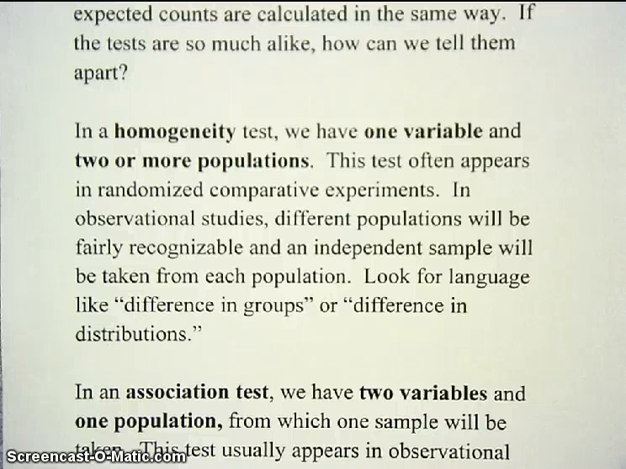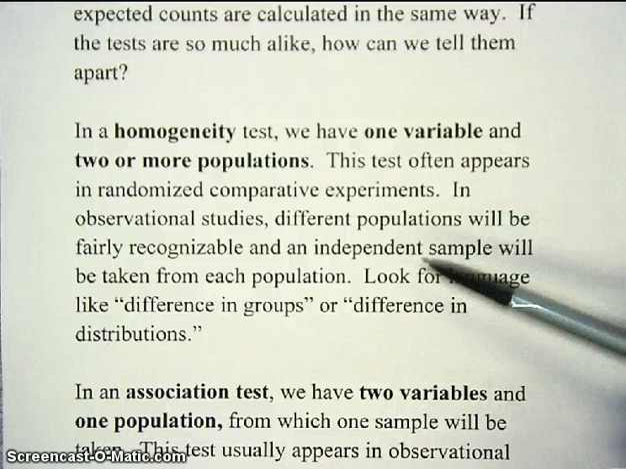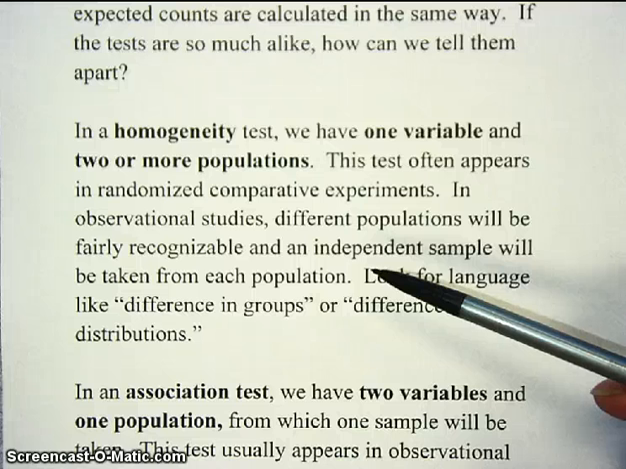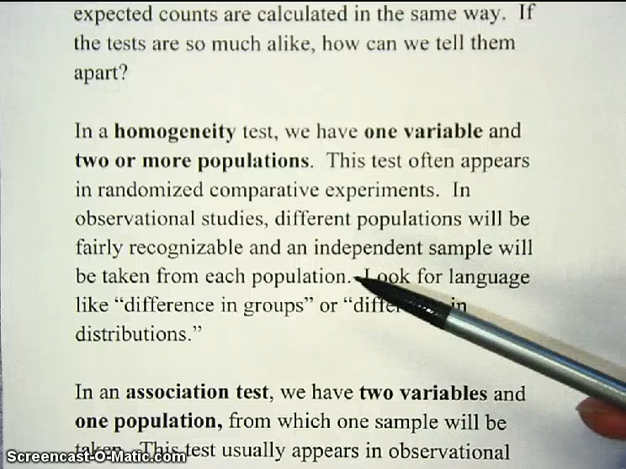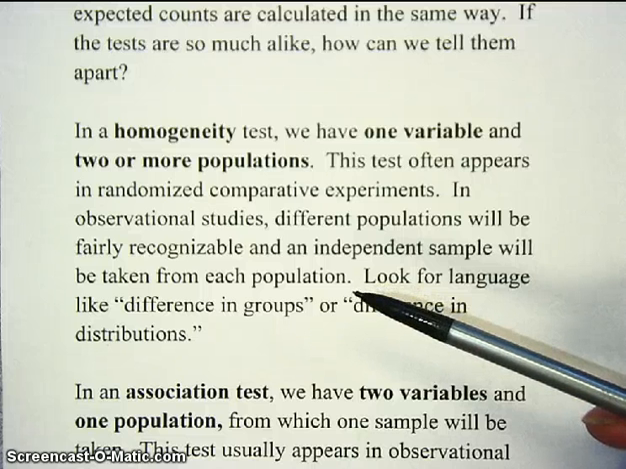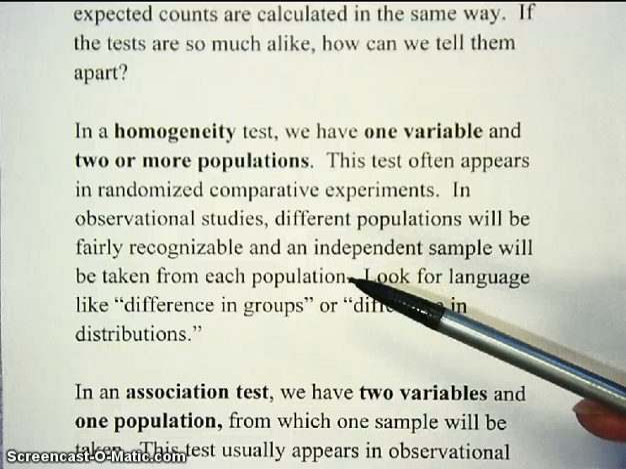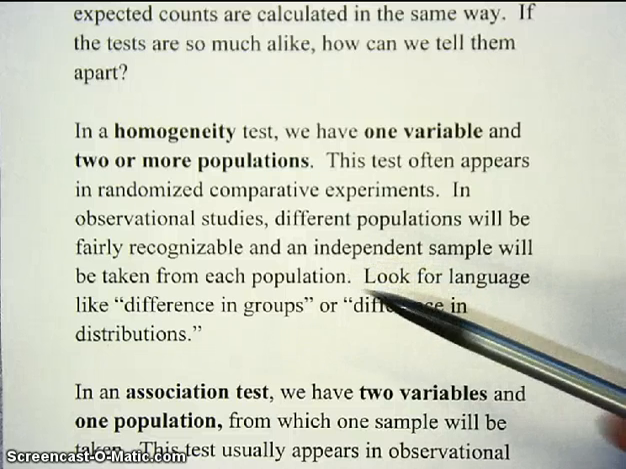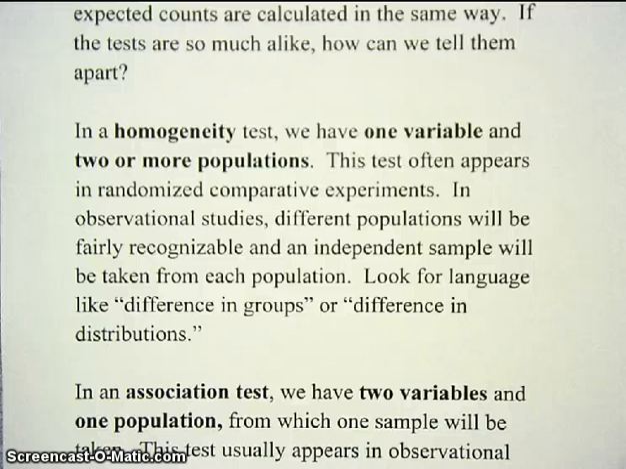Spaced apart by a number of years or something like that, or they might be completely different groups of individuals from different localities. It can take on a lot of different forms, but you generally will recognize the different populations, and you'll have an independent sample taken from each population. And when you read the problem, you can usually tell if there's an independent sample being taken, and that would give you a hint as to the fact that you have more than one population.